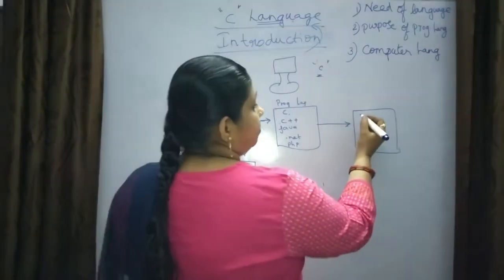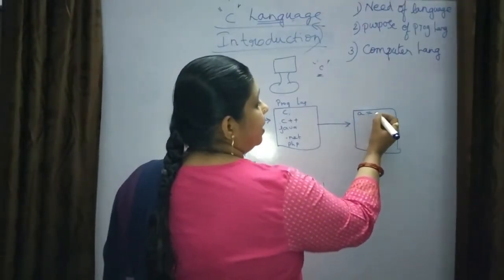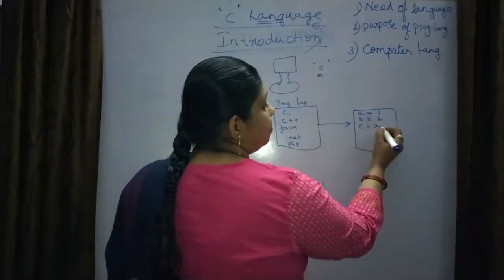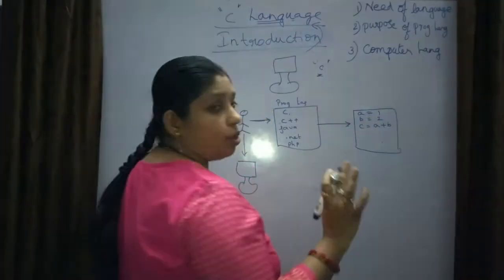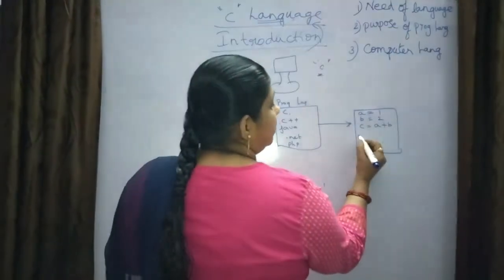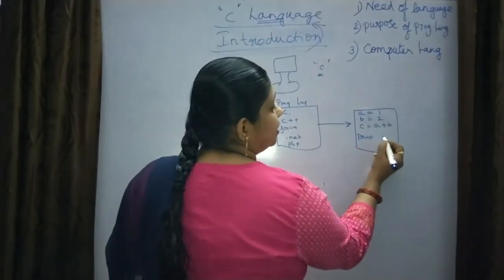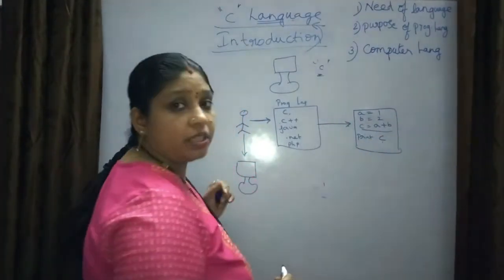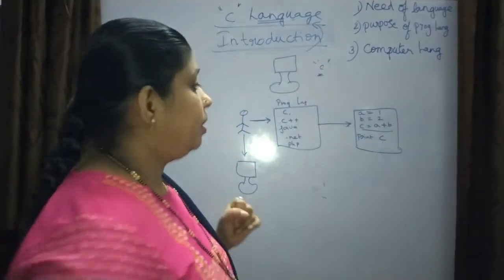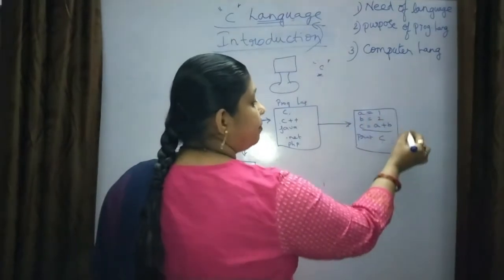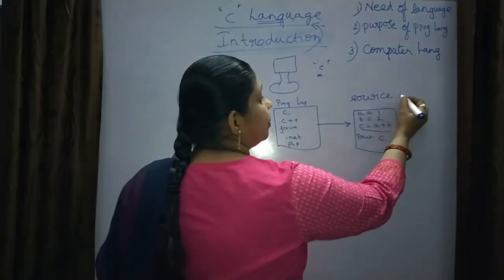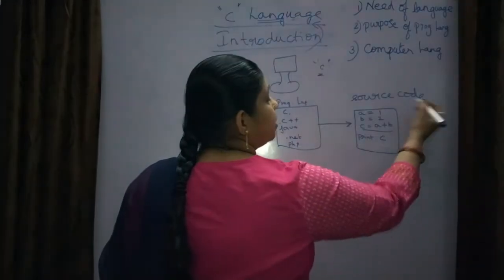Okay. Now he will write a program saying that A is 1, B is 2, C is A plus B. Just a simple logic I am writing here. And he will say print C. What happens? Print C means this is print. It will be displayed. So this type of logic is called source code. You will call it source code.